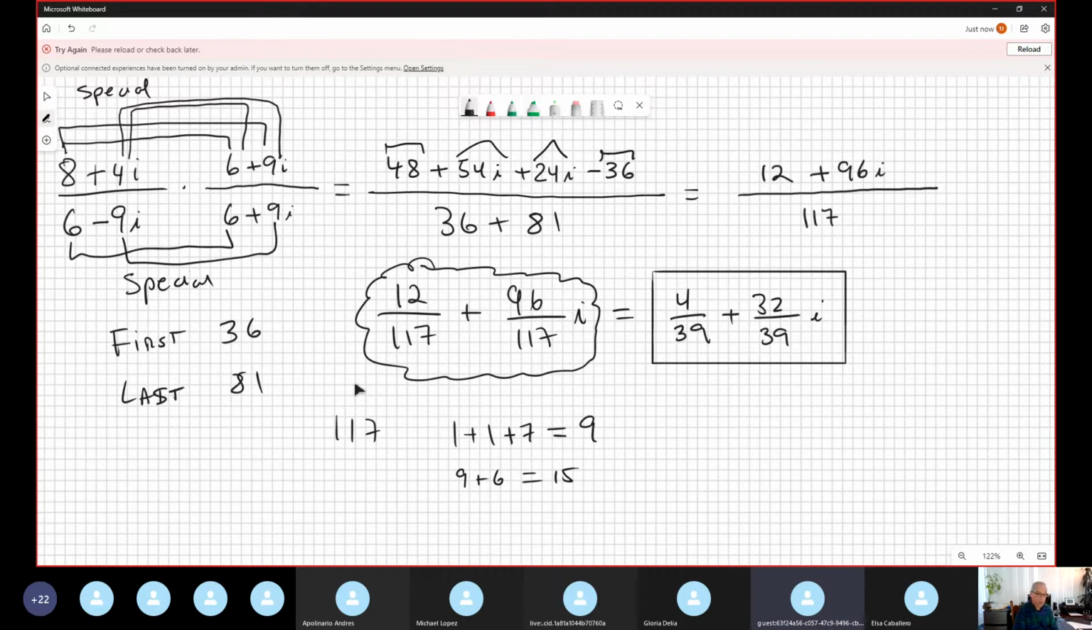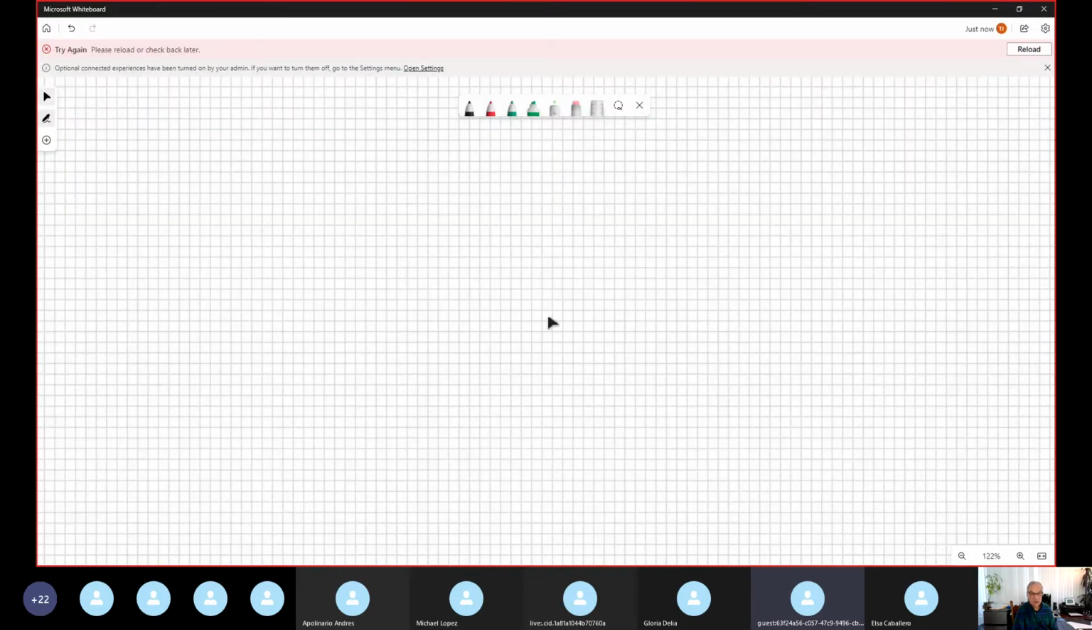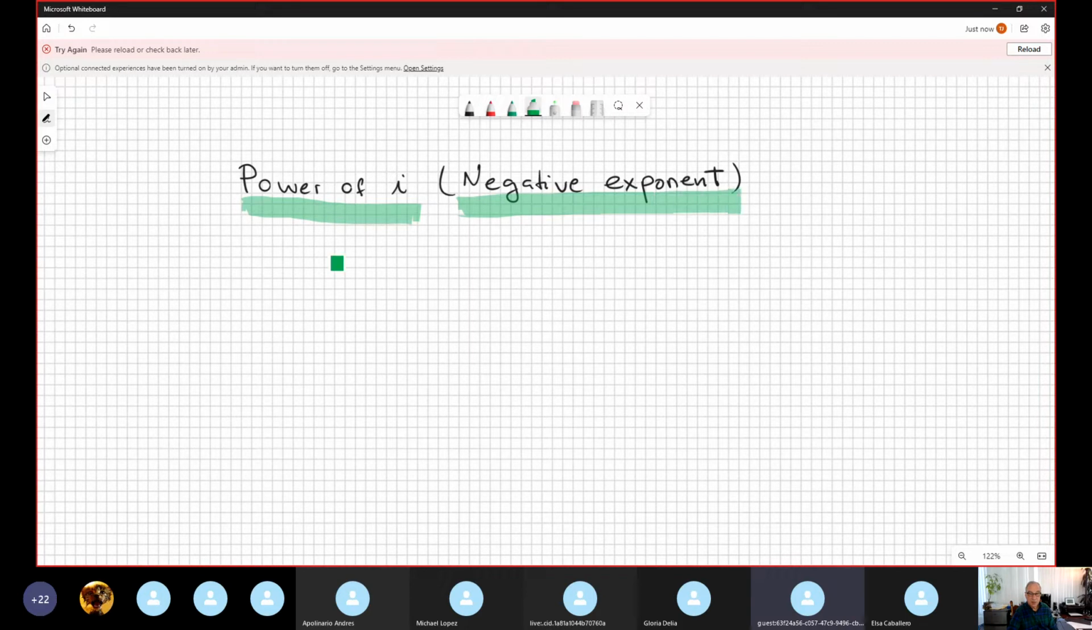Okay, so now is the moment to explain again the power of i. We saw before the power of i, but now using a negative exponent. Sometimes in the test you see a positive exponent or a negative exponent. Let me write this exponent. Power of i again, but using a negative exponent.